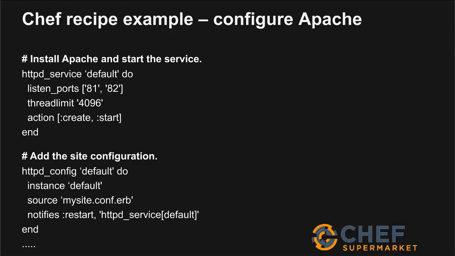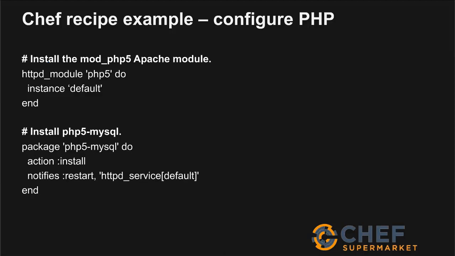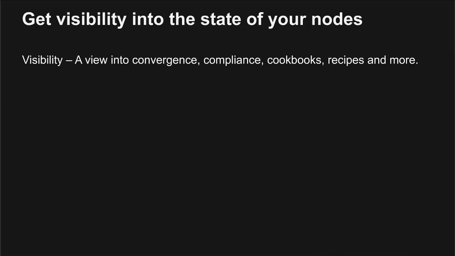But let's take a look at some example Chef recipes. In this example, we are configuring Apache. So we're installing the Apache service and starting it. We are also adding a site configuration file to the Apache service. We're creating the default root directory and writing a default homepage to that directory. We're then installing the mod PHP module, as well as the PHP 5 MySQL module. And so that's typically how very basic Chef recipes work.